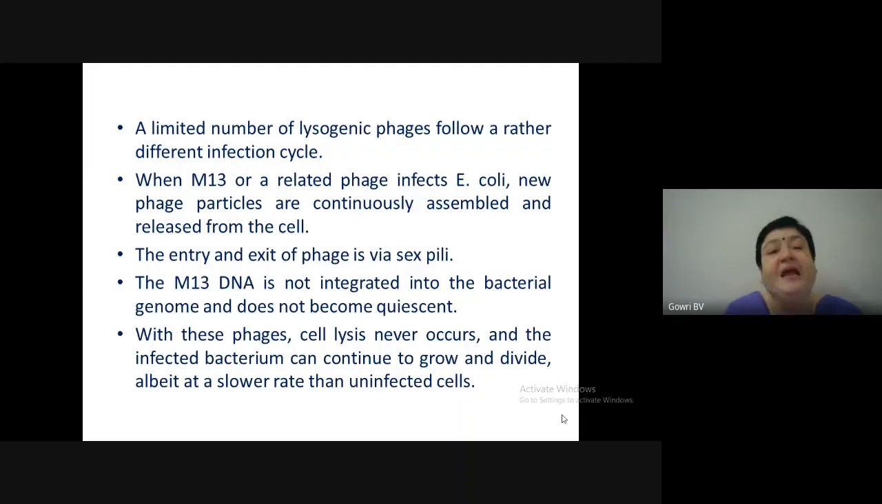I repeat the slide. A limited number of lysogenic phages follow a rather different infection cycle. When M13 or a related phage infects Escherichia coli, new phage particles are continuously assembled and released from the cell. The entry and exit of phage is via sex pili. The M13 DNA is not integrated into the bacterial genome and does not become quiescent. With these phages, cell lysis never occurs and the infected bacterium can continue to grow and divide, but at a slower rate than uninfected cells.